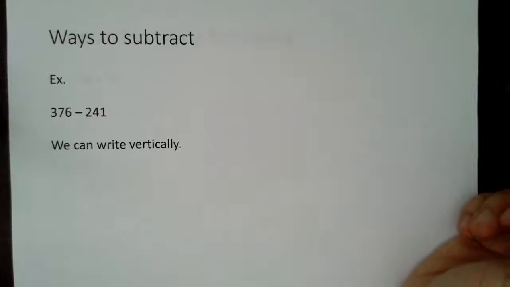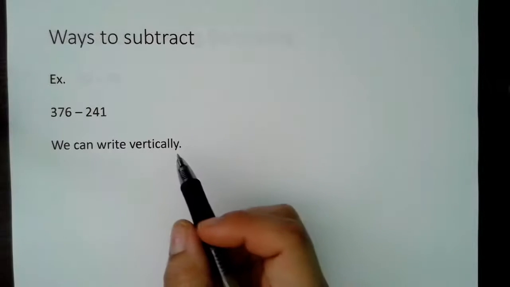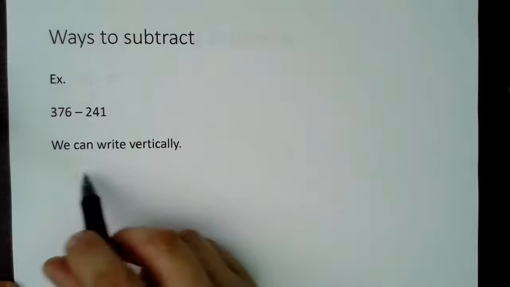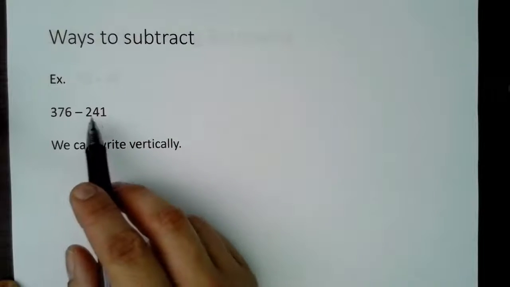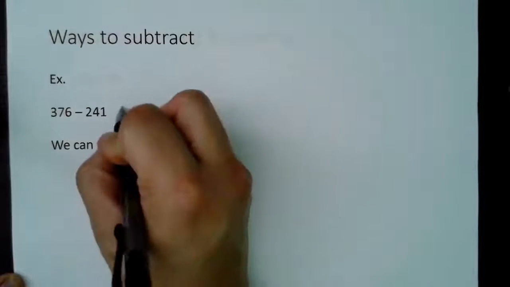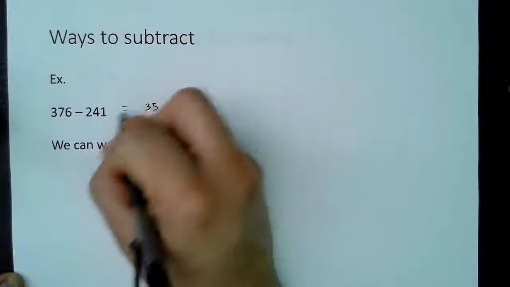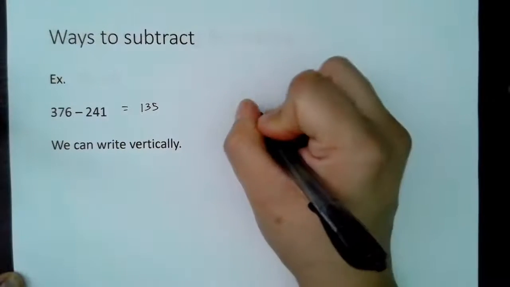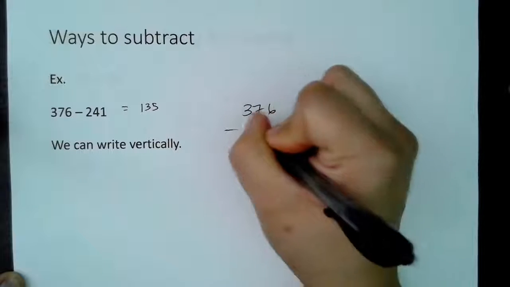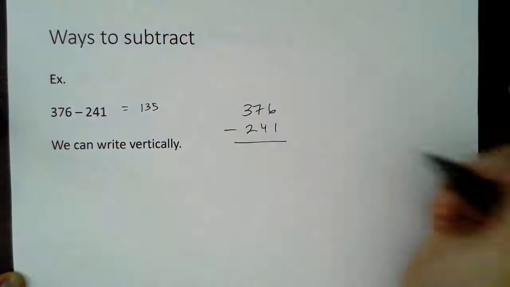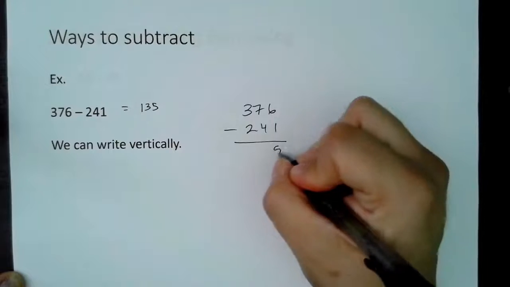Okay, some ways to subtract: we can do it horizontally or vertically. You can just take digit by digit. In this case, 6 minus 1 is 5, 7 minus 4 is 3, 3 minus 2 is 1. If you did this vertically, you could rewrite it this way. It's a lot easier for most people to see it in this way.